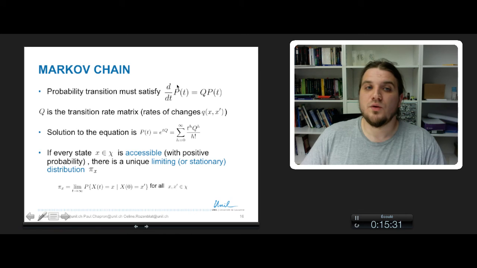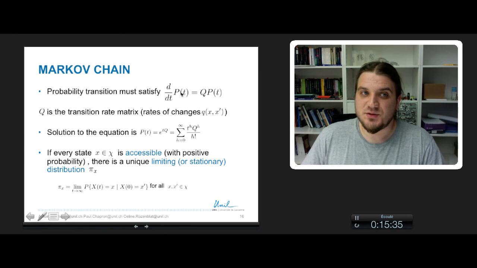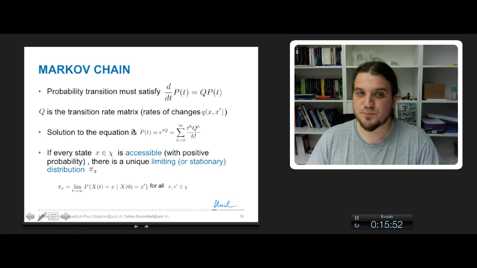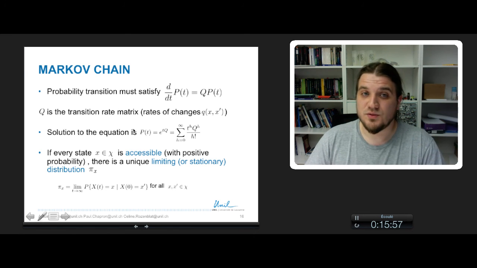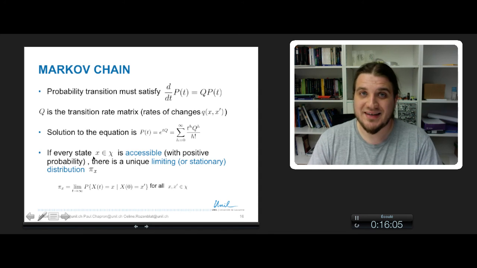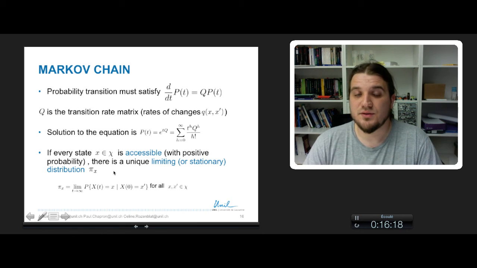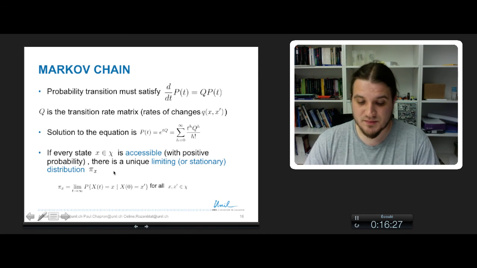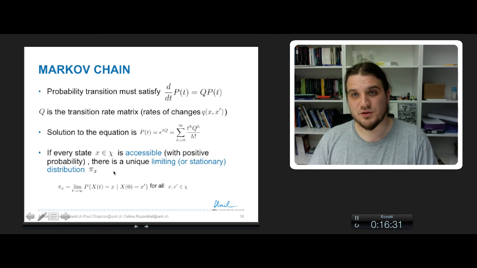So what really describes the evolution of our networks is the probability distribution P of T. But we can solve this equation with the capital Q matrix, which is the transition rate matrix. If we know capital Q, we know P of T, and P of T describes the evolution. So in fact, what we want is to find Q. We want to find the values of Q. A final property is that if every configuration is accessible, so if there is no forbidden configuration, there is a unique stationary distribution for your Markov chain. It's just the state in which your network will be after an infinite amount of time. You can see this state as the ultimate state of your network evolution process.